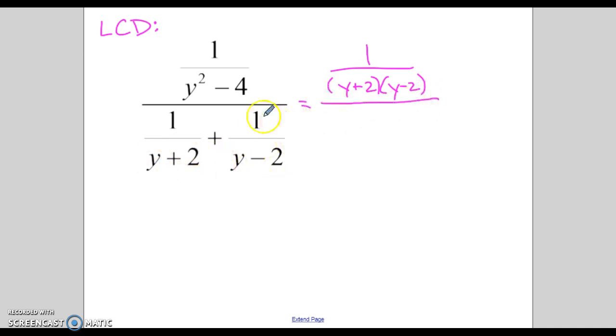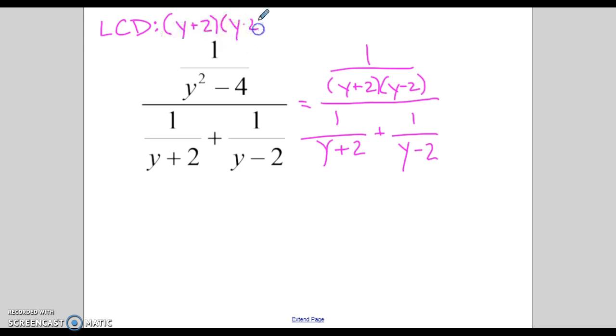And then on the bottom here, nothing needs to be done. There's no factoring to do, so I'm just going to copy it down. Now I'm ready to identify my least common denominator because it needs both of these two factors from that denominator. So y plus 2 times a y minus 2. And then it needs a y plus 2. Well, it already has that factor. And it needs a y minus 2. It already has that factor as well.